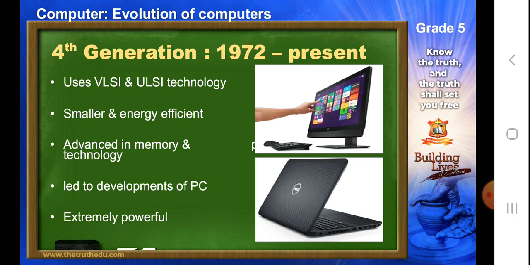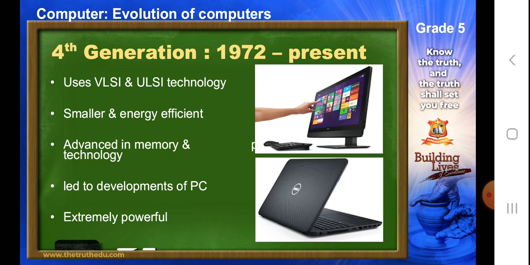Next is the fourth generation computer. The fourth generation computer uses VLSI and ULSI technology: very large scale integration and ultra large scale integration. Now what does this mean? All the chips were put on one board, one motherboard, and the size of the motherboard was reduced to such a large extent that it can easily fit into a small computer chassis or the CPU. Now what were the advantages of it? They are much smaller.